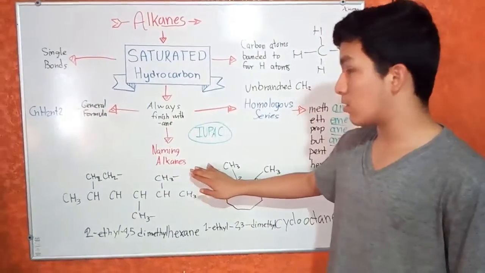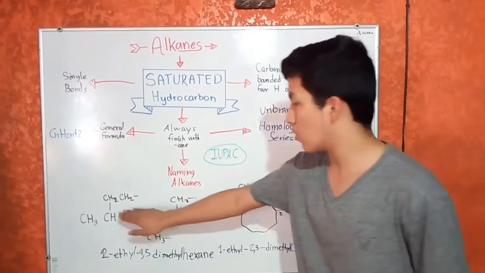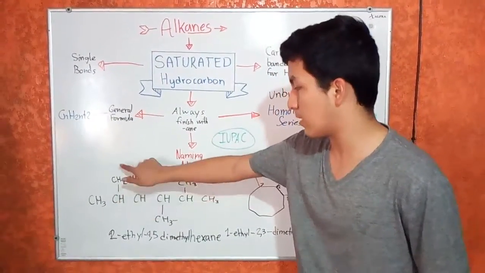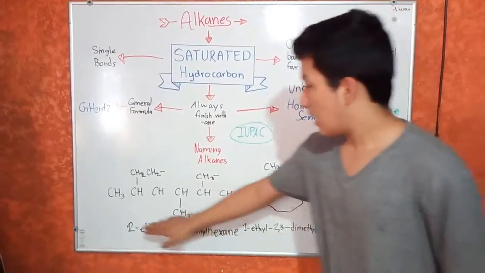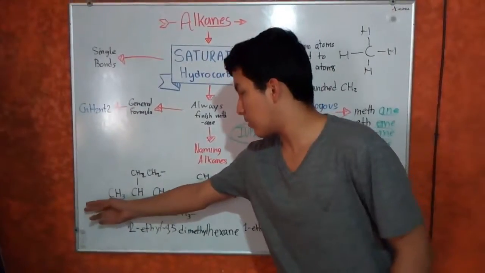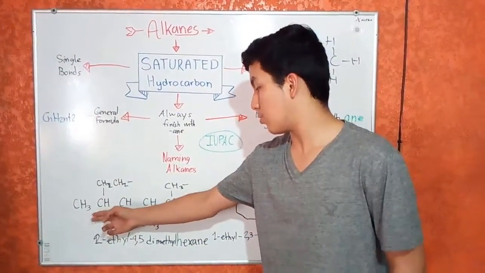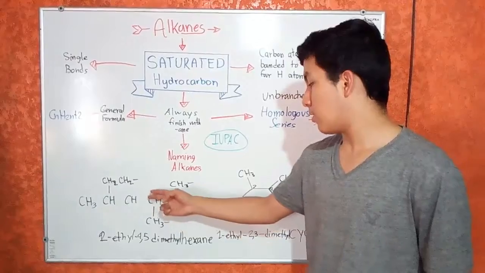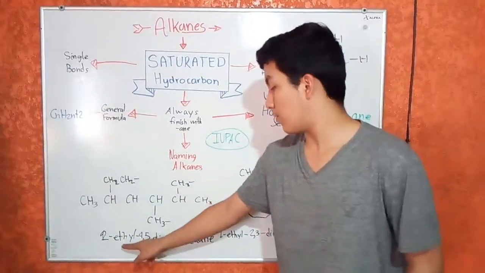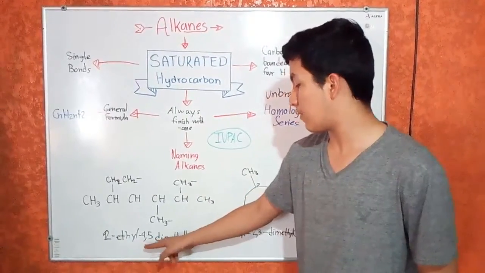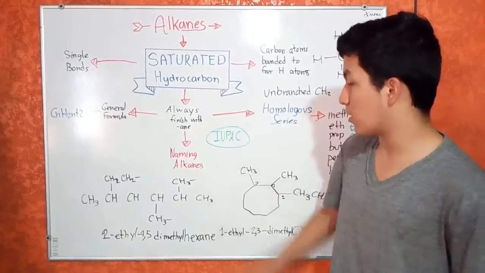In this case, we must take the way that uses alphabetical order. So we're going to take the ethyl because it begins with E and methyl begins with M. So we're going to start counting from this side to the other one. So it's going to be ethyl on position 2 and methyl on positions 4 and 5. And we start writing the name: 2-ethyl-4,5-dimethylhexane. And that's going to be the name for this one.